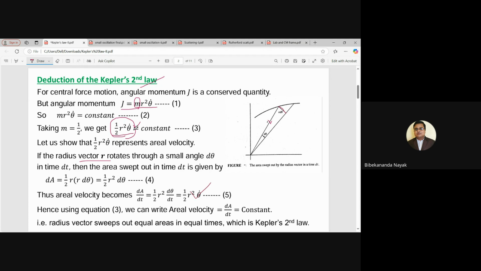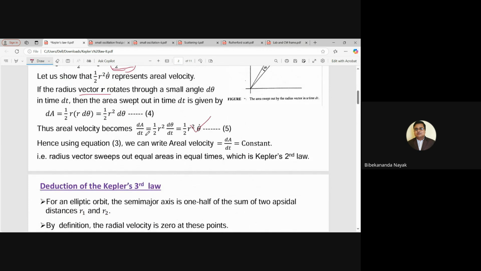But we already found that half r square theta dot is a constant, so we can say this quantity dA by dt is a constant area varying per unit time, which is nothing but areal velocity. So areal velocity is a constant, which implies the radius vector sweeps out equal area in equal time intervals, which is Kepler's second law.